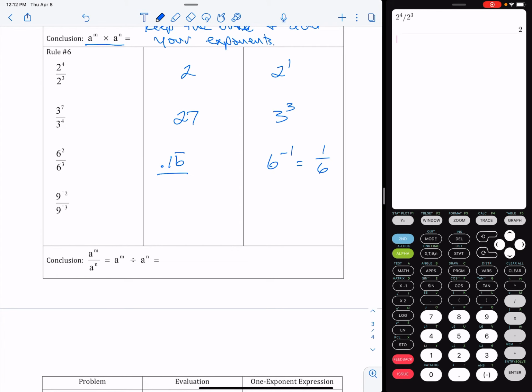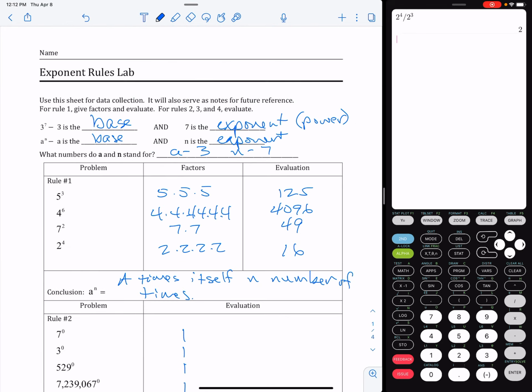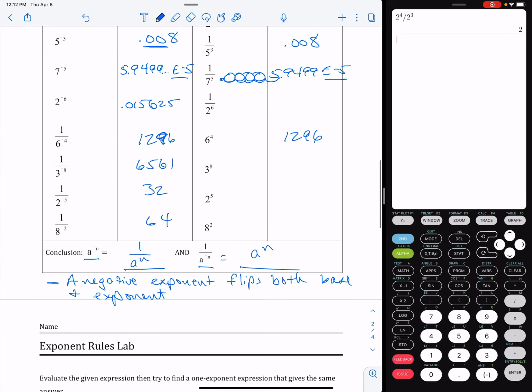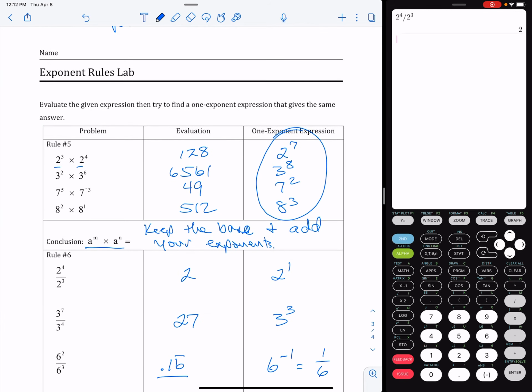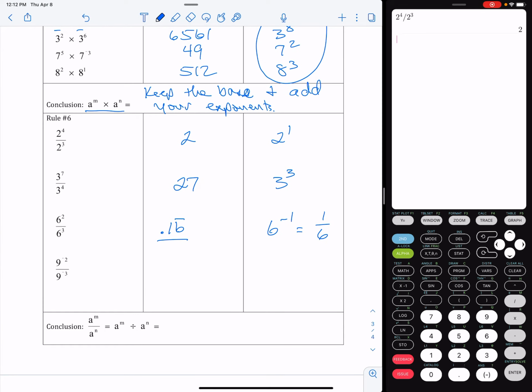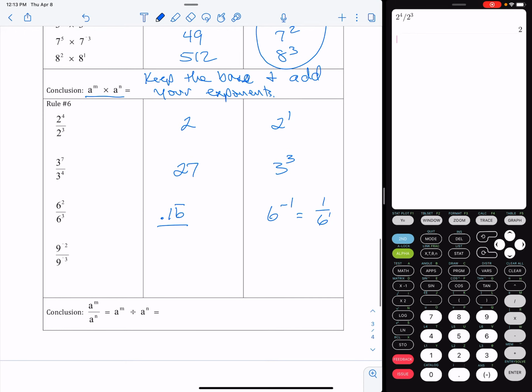So if you pay real close attention to this 6 to the negative 1, if we were to go back to rule number 4, what is that negative exponent going to do right here? That negative exponent is going to flip it to the bottom. So 6 to the negative 1 becomes 1 over 6 to the 1st power, or just 1 over 6. Now 9 to the negative 2nd divided by 9 to the negative 3 actually gives you 9 as an answer, or 9 to the 1st power.